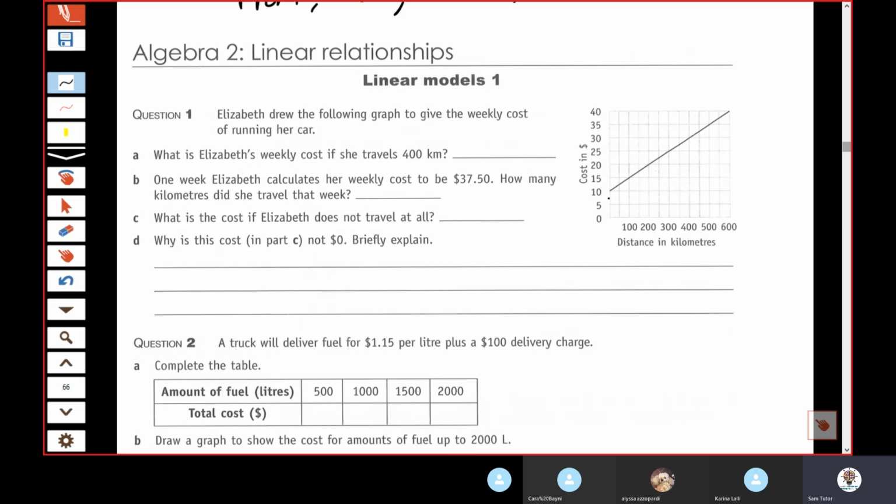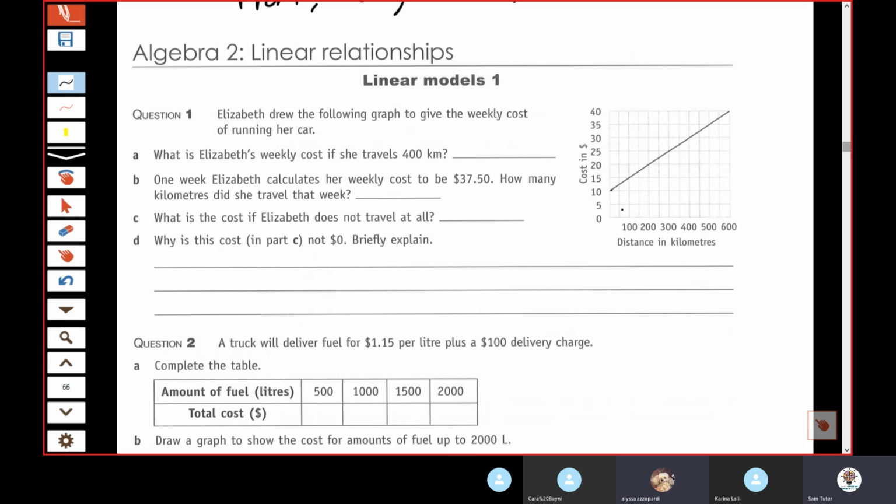Think about it. Something that we did last week. Why would it cost her still $10 regardless if she hasn't even driven the car? Take a guess. Any ideas?